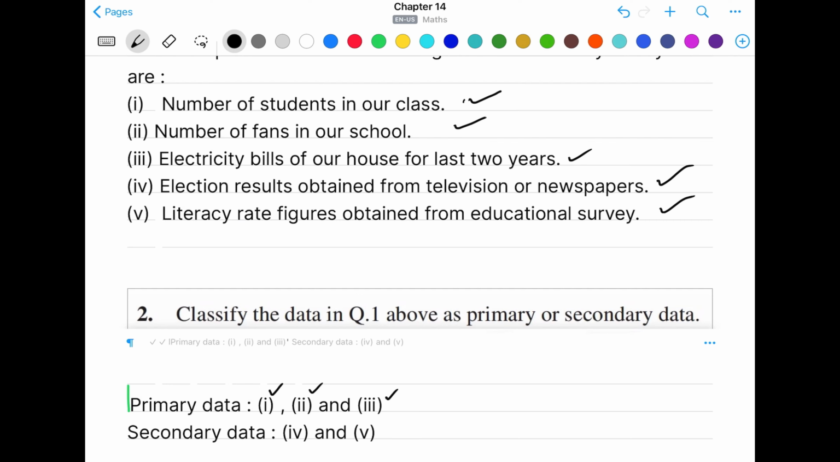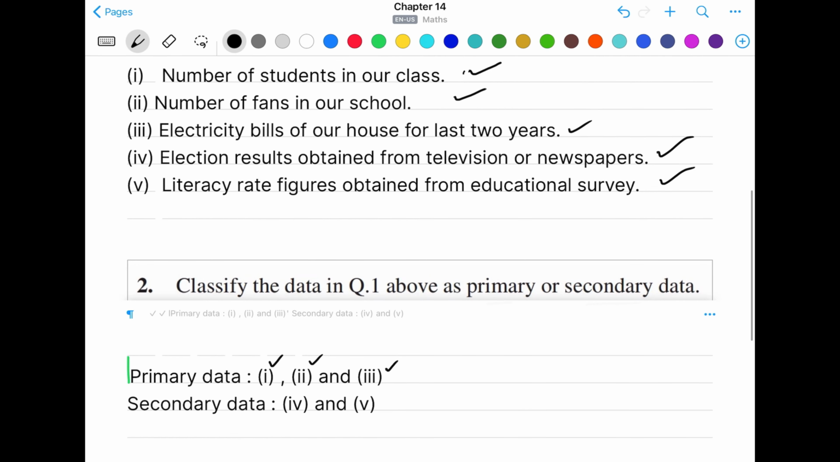Then we have election results obtained from television or newspapers. After an election you may see the television or newspaper publish the result, which candidate won in which locality and by how many votes. We don't count the votes ourselves, we rely on the government for that information. So that means this information comes under secondary data. And the last one, literacy rate figures obtained from an education survey, also comes under secondary data.